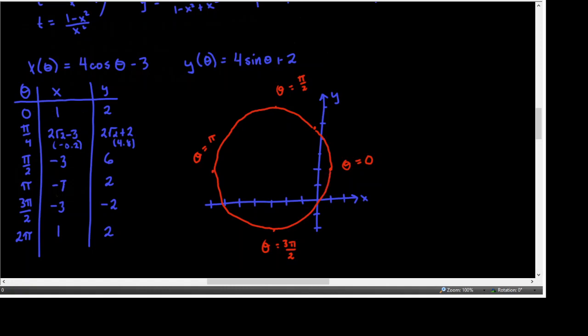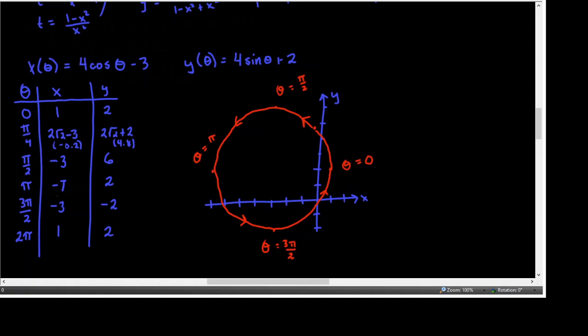So hold on tight. Now, the order in which increasing theta values gave us points in a certain order, and so the orientation of this curve is the direction we're moving along this curve as theta increases. Okay, that's the orientation.